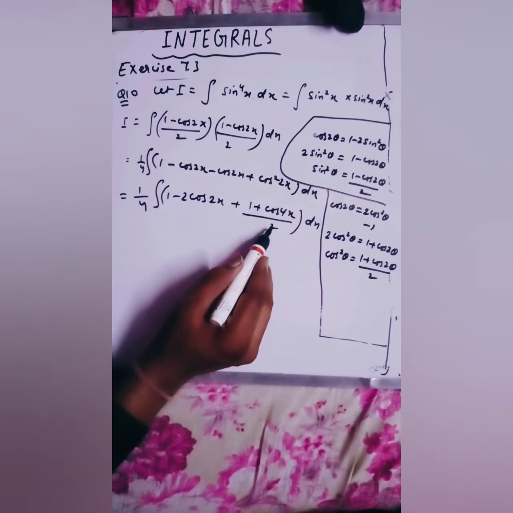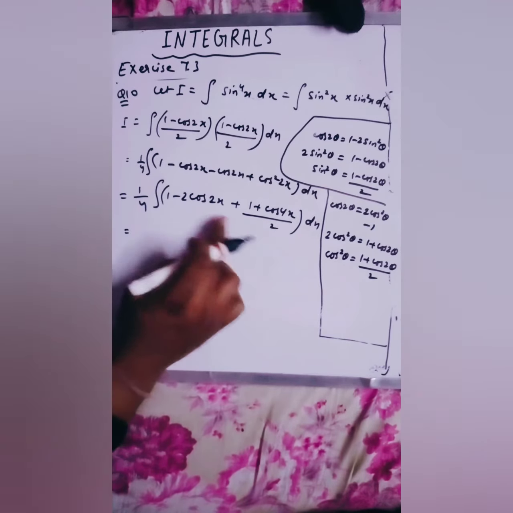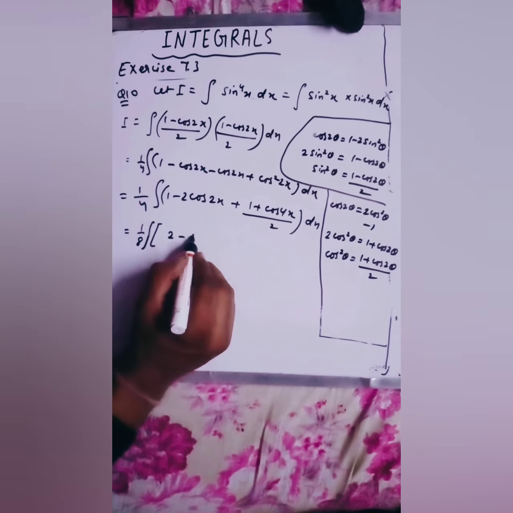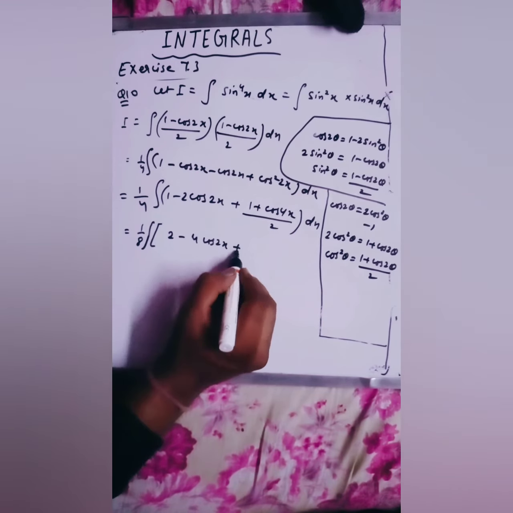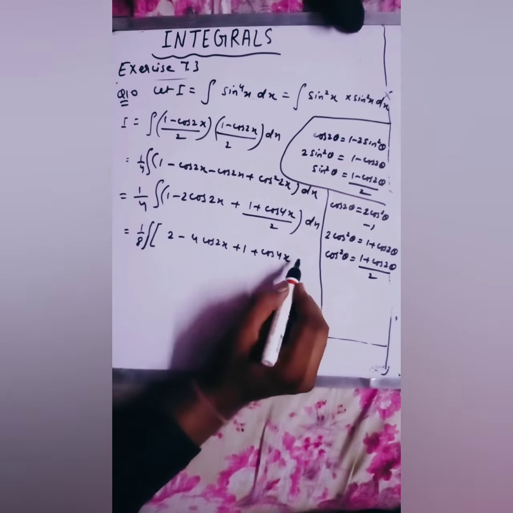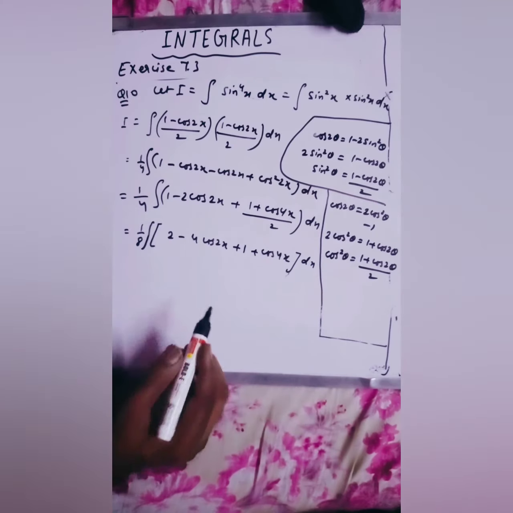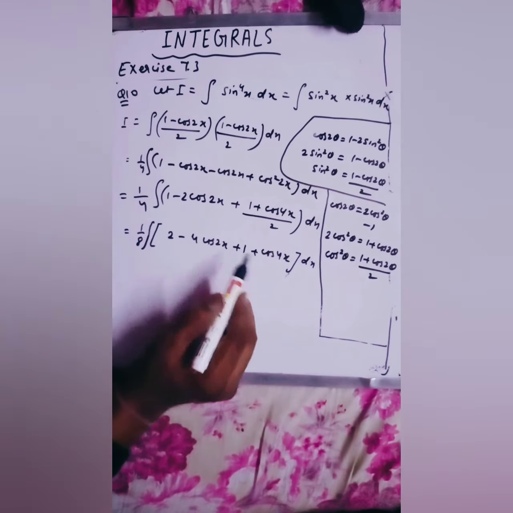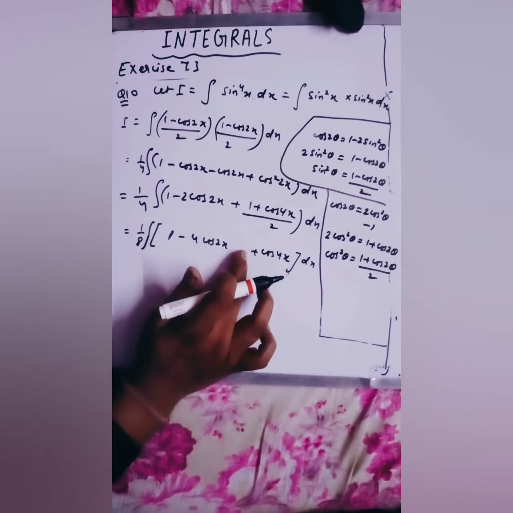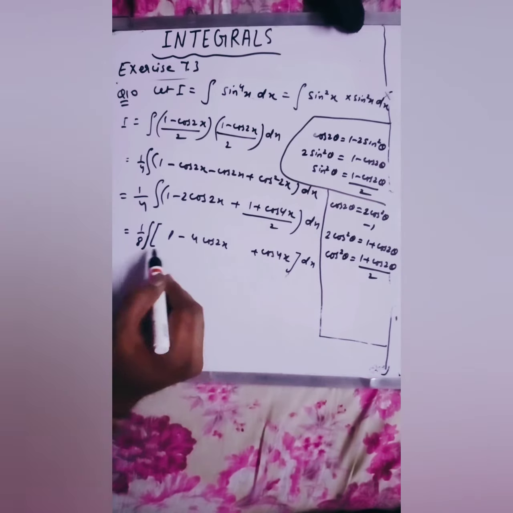Now I am shifting this 1 by 2 outside. I'm taking LCM. So after taking LCM you'll get 1 by 8, bracket open, integral sign, 2 minus 4 cos 2x plus 1 plus cos 4x into dx. So 2 plus 1, that would be 1, so I'm writing 1 only here. Now you have to integrate it.